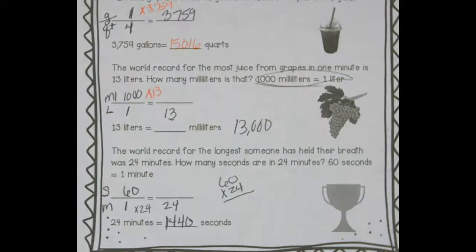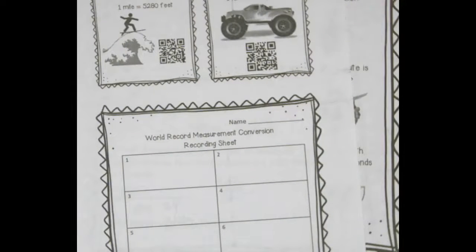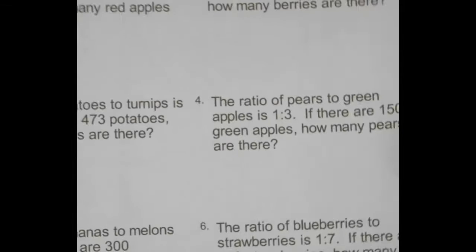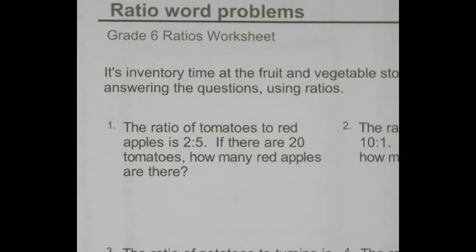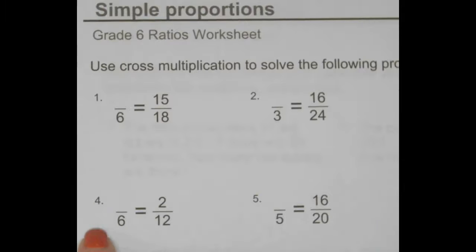So your assignment is going to complete these. You have 12 questions. The answers will go here. You will record your answers here. The next 2 things you will do is this ratio word problems. Make sure you are setting up proportions. And then you will do a simple solving proportions.